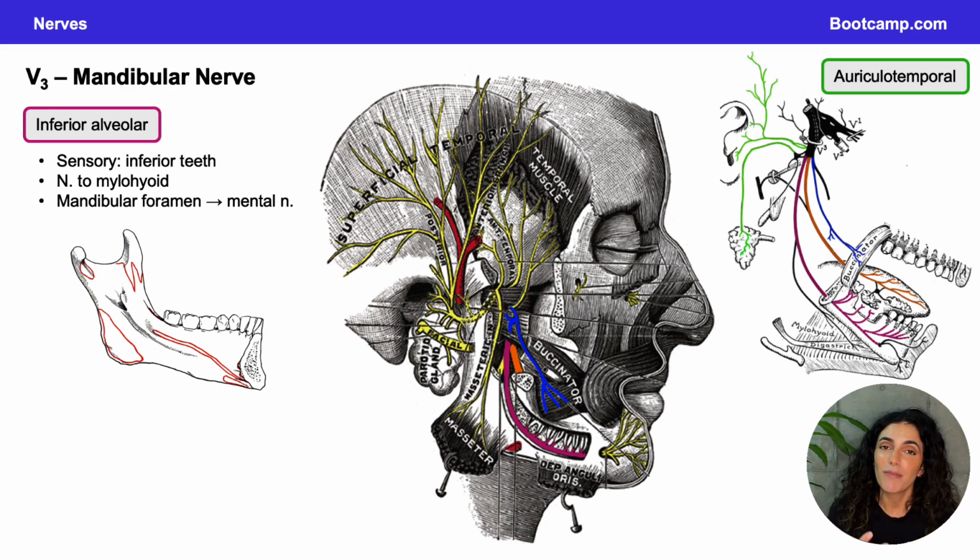So as the inferior alveolar nerve passes through that mandibular canal, it gives off those branches to supply sensory to the teeth. It will then pop out here of the mental foramen to give off the mental nerve. And the mental nerve will supply sensory innervation to the areas of the chin.